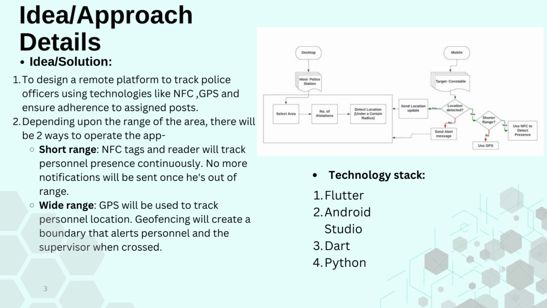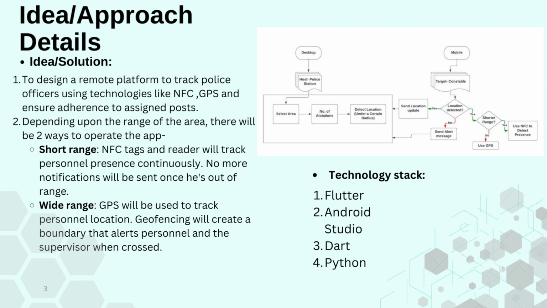Depending upon the range where the personnel will be deployed, there will be two ways to detect the presence of the personnel. One by using NFC and the other through a GPS tracking system. For shorter range, we will be using NFC tags and an NFC reader, which is usually the smartphone or any NFC enabled device. Due to its magnetic field induction, signals will be transmitted and received constantly, which will ensure the presence of the personnel. Once this connection breaks, notifications and alerts will be sent to both the personnel and the supervisor.